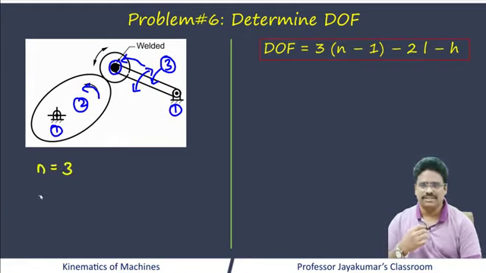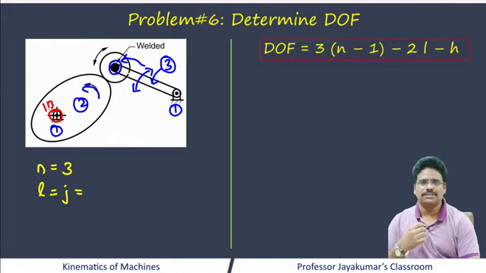Now let us find the number of binary joints. So here we will have one binary. Here we will have one binary. Since it's welded, we will not have a binary here. Okay, so we only have 2 binaries there.